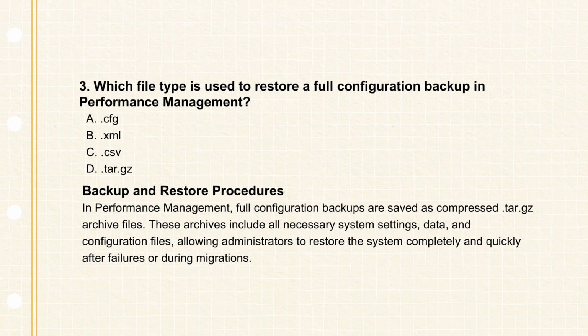Specifically, thinking about performance management backups. If you need to restore a full configuration backup, what kind of file are you typically looking for? What's the extension? For a full PM config backup, you'd expect to find a file ending in .tar.gz. Okay, yeah, that's a standard format. It's basically a compressed archive, like a zip file, but using tar and gzip. It bundles up all the necessary configuration files and data points needed to restore the entire performance management setup.